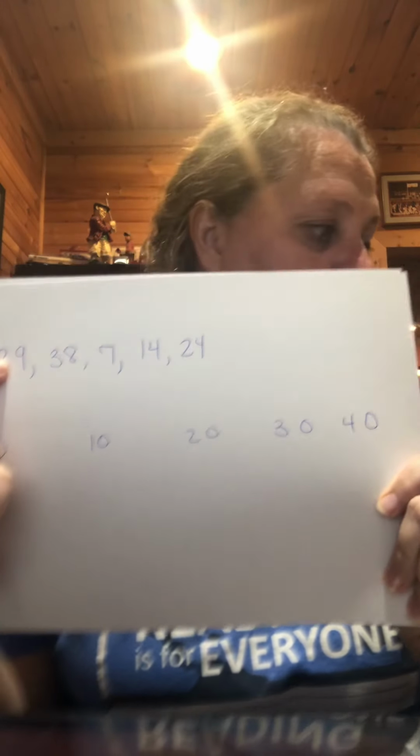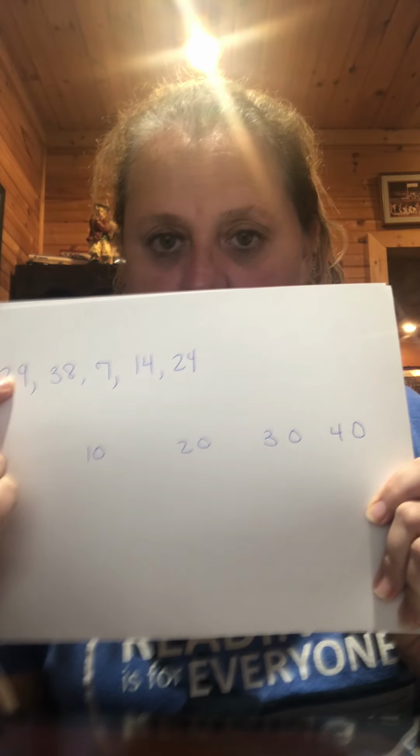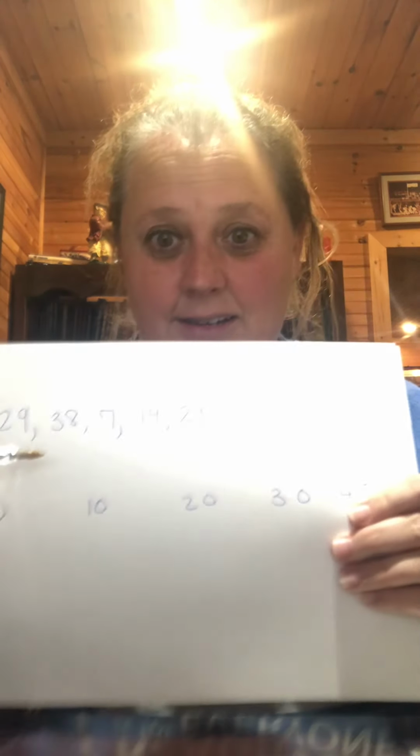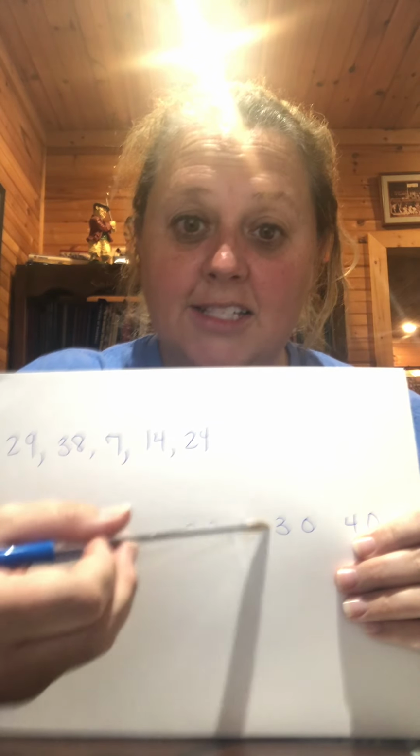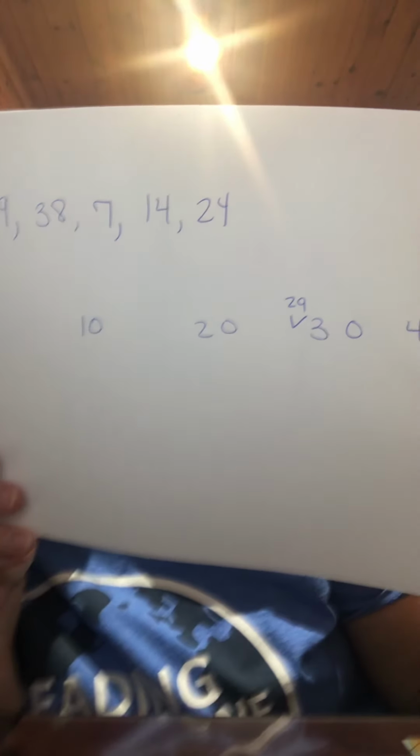Let's place 29. Where is 29 going to go? Is it going to go between 0 and 10? Or is it going to go between 10 and 20? Or is it going to go where? It's going to go right before that. So I'm going to put 29 right here. 29 goes right there, right?